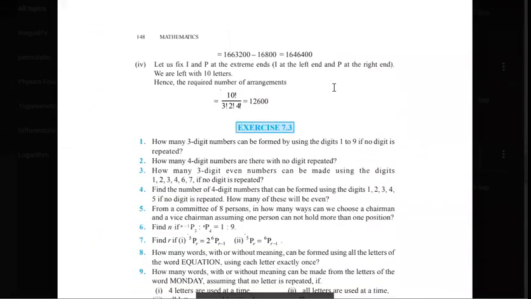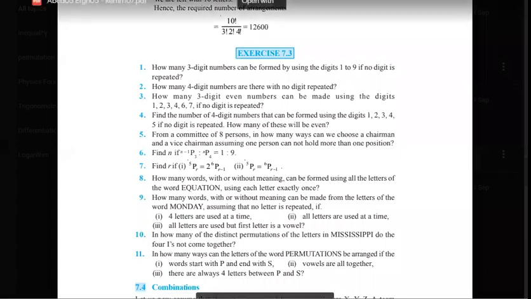Okay. So 7.3 will be homework. Okay. We are done with permutation. Right?